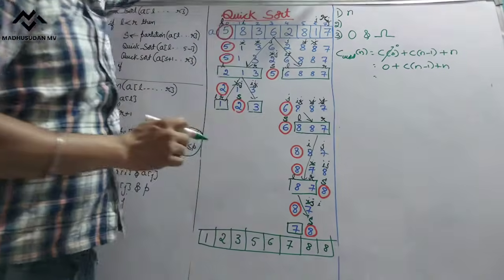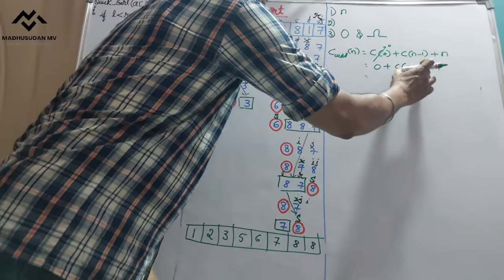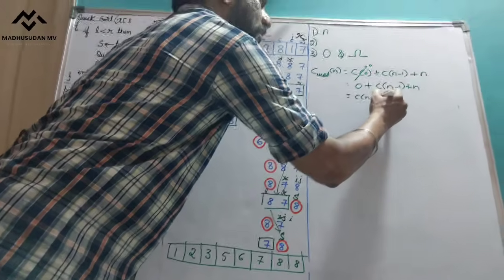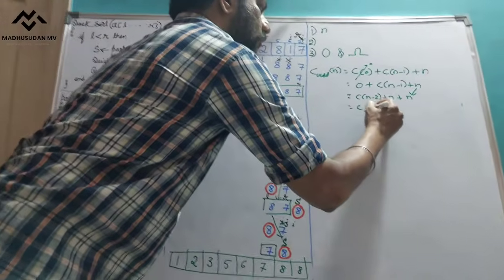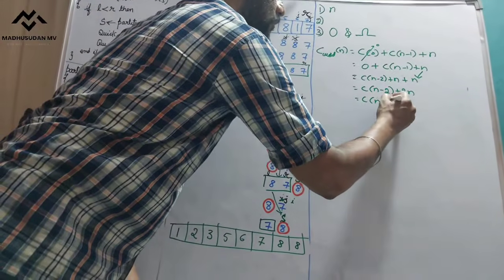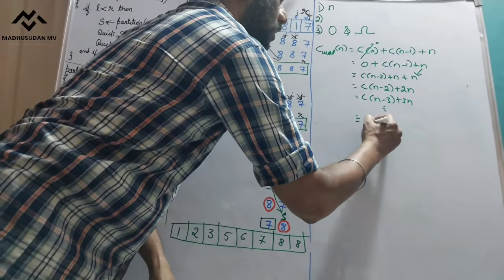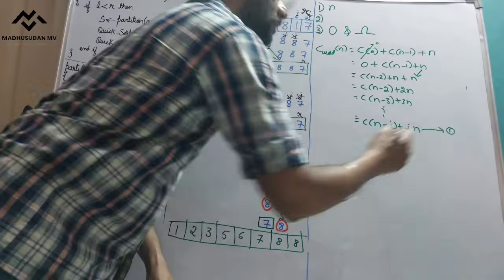Now use the backward substitution method here. The function is equal to its previous term plus n. So C of n is equal to C of n minus 2 plus n, that is C of n minus 2 plus 2n. Similarly, the next term is C of n minus 3 plus 3n. Like that it goes on: C of n minus i plus i into n. Call this equation 1.